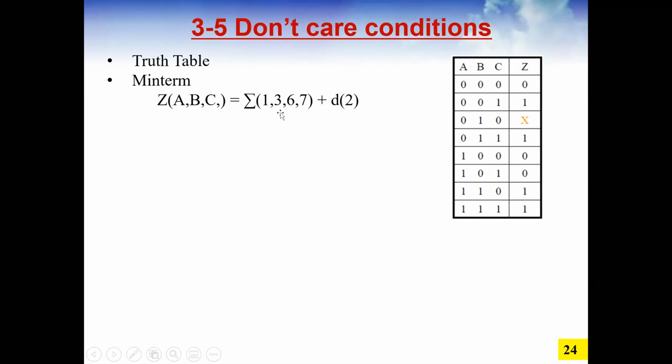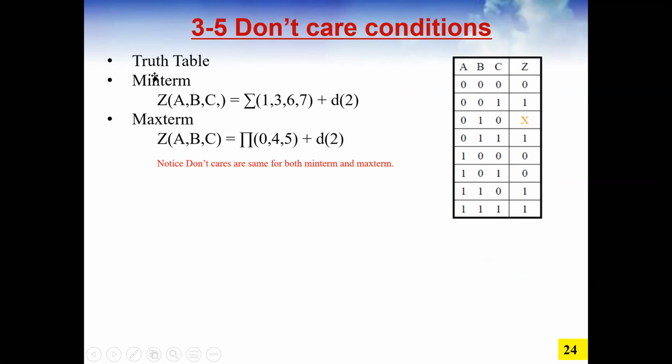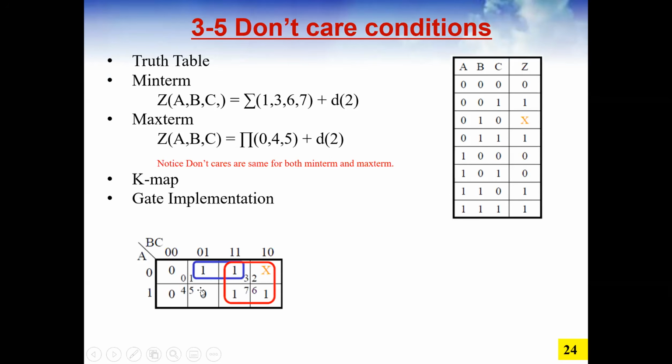So if it is given like that, summation sigma 1, 3, 7 plus D2 is the don't care condition. And if you want to find the maximum, you will replace sigma by pi, but D2 is not going to be a min term or max term because D2 is a don't care, and don't care will be the same for min term as well as max term. So these don't cares are both min and max terms. So in the K-map, you will maintain them. We just form the K-map, group and simplify.